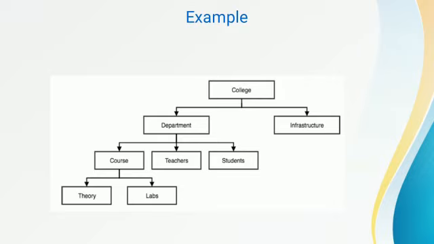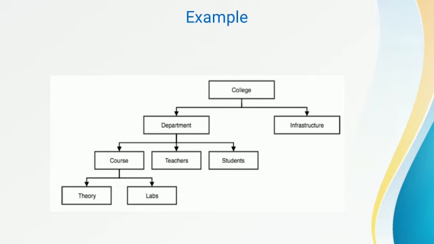And then courses. What are the different courses there? There are theory courses and lab courses. So we have to arrange all these elements in a tree structured form in the database. This is one simple college database. College data has to be stored in the database by using the hierarchical model in the tree structured format only.